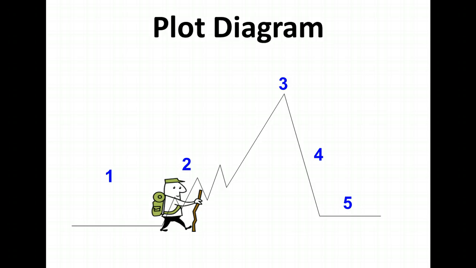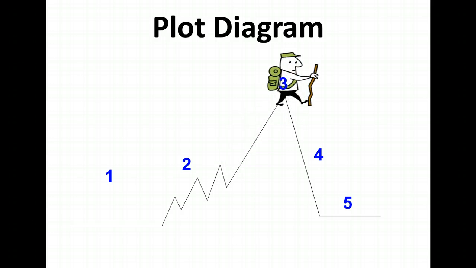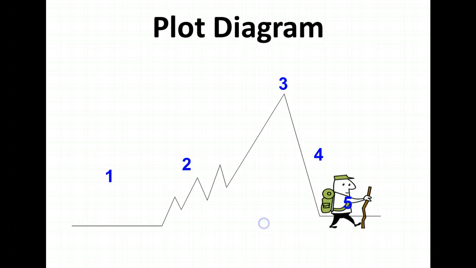The 1 is the exposition. 2 is the rising action. 3 is the summit. It's the climax. It's where everything changes. 4 is the falling action. And then 5 is the resolution, the end of the story.